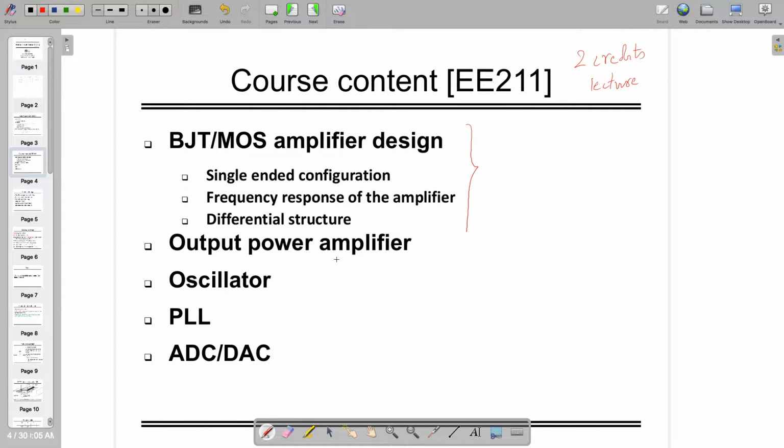And other than that, we are going to study four different topics known as output power amplifier, oscillators, PLL, ADC, and DAC. By the way, PLL is phase lock loop, and ADC is analog to digital converter. And the other side is digital to analog converter.